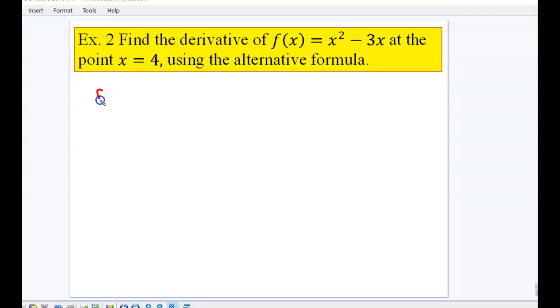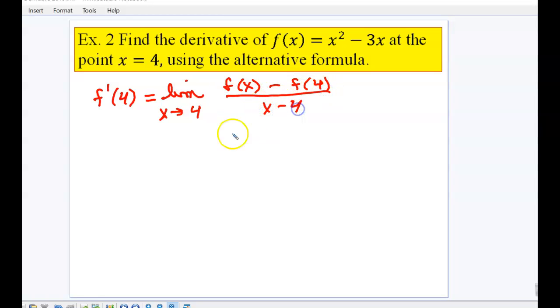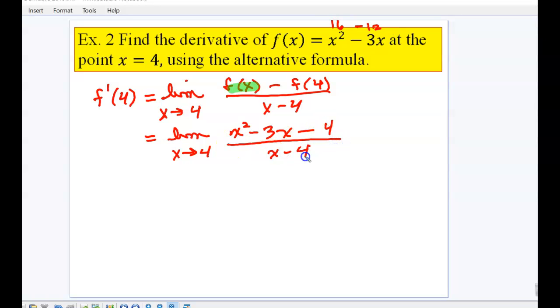In this particular case, to find f prime at 4, this is going to be the limit as x approaches 4 of f of x minus f of 4 all over x minus 4. Which is going to be the limit as x approaches 4 of x squared minus 3x, that's my function, minus f of 4, which is really just the function evaluated at 4. So if I put 4 in here, I'm going to get 16 minus 12, which is going to be 4. And this is all over x minus 4.